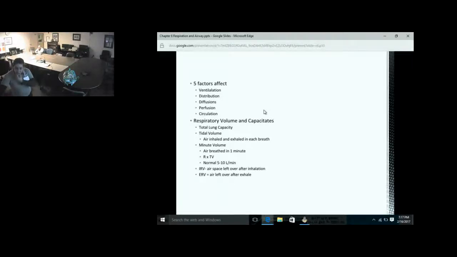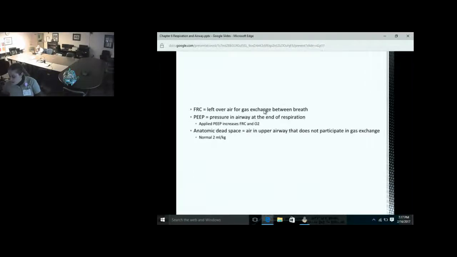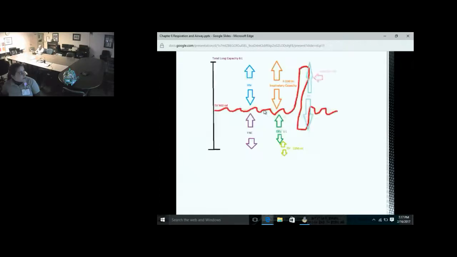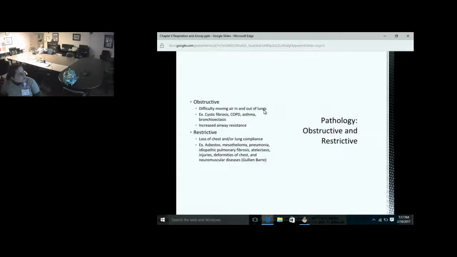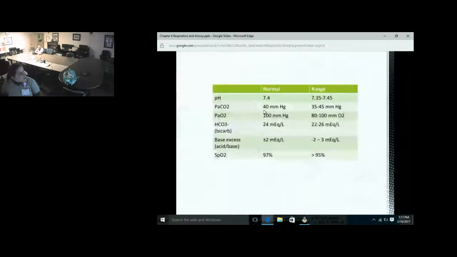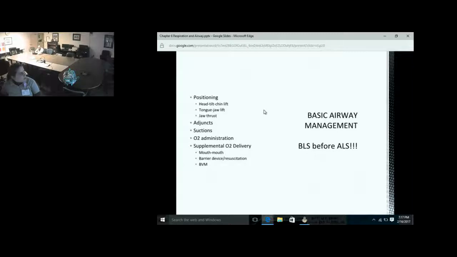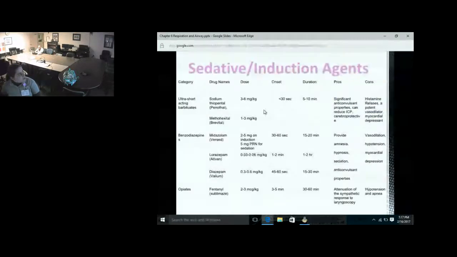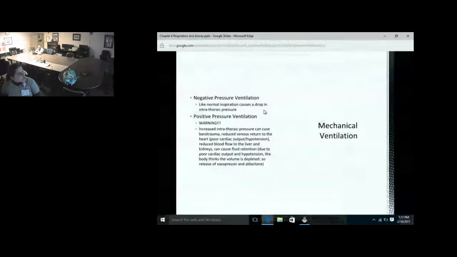Something important: the 5 factors that affect respiration are ventilation, distribution, diffusion, perfusion, and circulation. All the respiratory disorders have something that affects one of those 5 characteristics. The rest of this you can read about, honestly. Pictures, labs. Dosages for the drugs are in here.